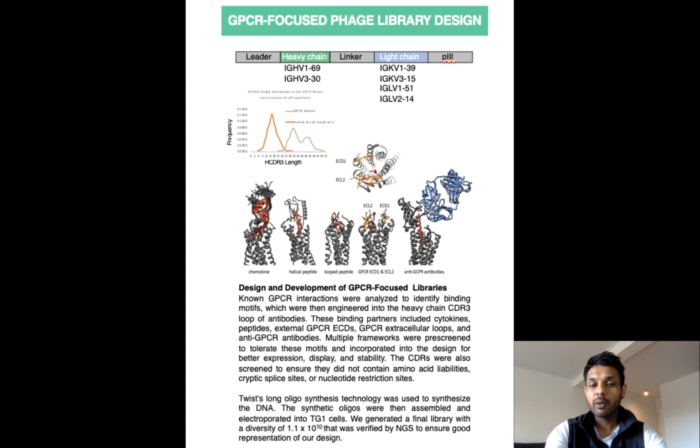Now, since our library is designed to have long heavy chain CDR3s, much longer than what is observed in heavy chain CDR3s in a human immune repertoire, we've picked framework regions and stems that actually allow for these long heavy chain CDR3s to be displayed. We've QC'd our library by next generation sequencing, and the data from which was used to generate the heavy chain CDR3 length diversity plot that you see here. Our final library has about 10 billion unique scFVs displayed on phage.